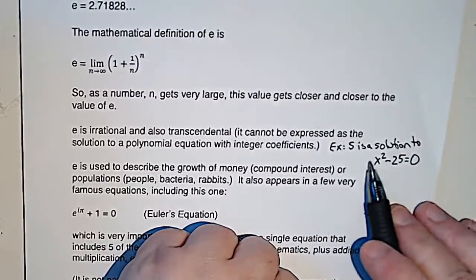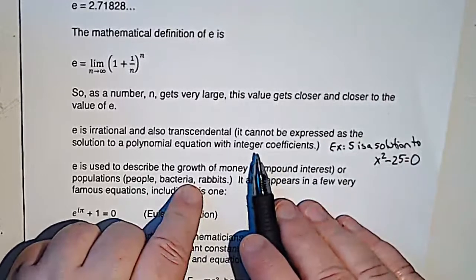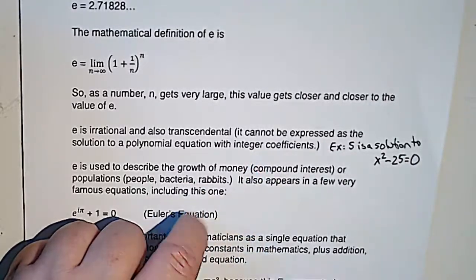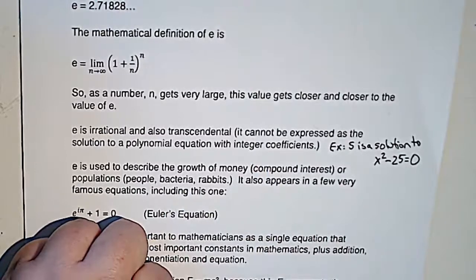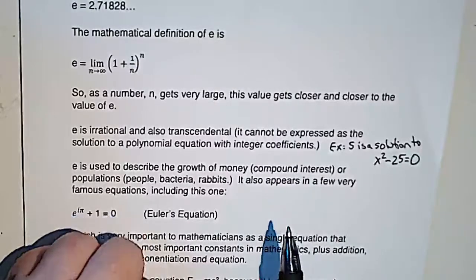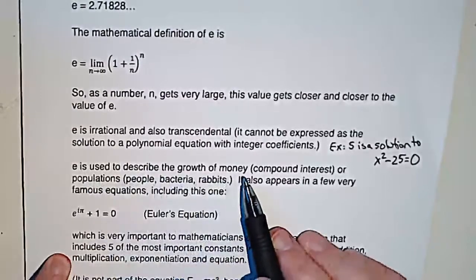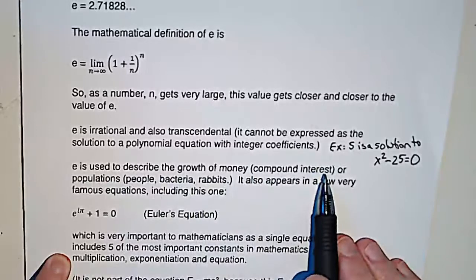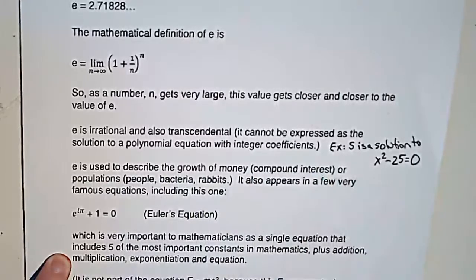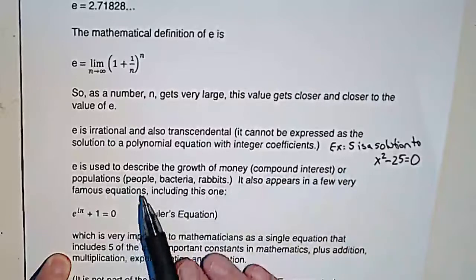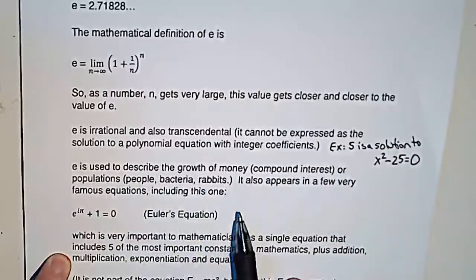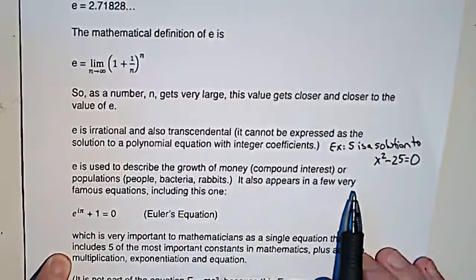There are no algebraic equations using integers that actually have e as a solution. So e is like a superhero irrational. It's the most irrational. There are some other transcendental numbers, but it's one of the ones that we actually talk about a lot, which is very cool. So e is used to describe the growth of money, as in compound interest, which you study in business or in other fields, or populations, so people, bacteria, rabbits. It also appears in a few very famous equations, including this one.